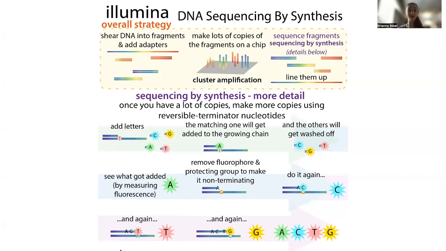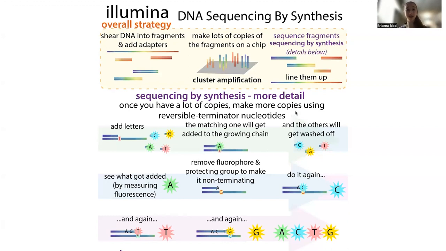Whereas with Sanger sequencing, you're reading it out after the fact, and you have to rely on lots of different pieces of DNA of different length. Here, you're just reading letter by letter by letter, but all of the same length and happening at lots and lots of places, the same reaction happening over and over in these different spots on the chip.